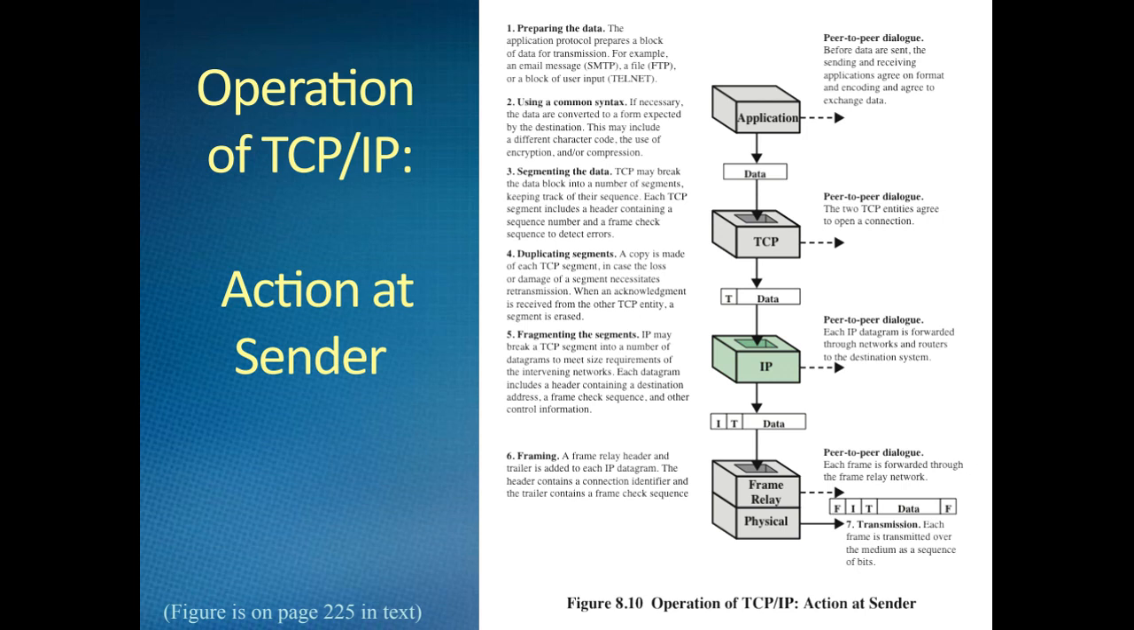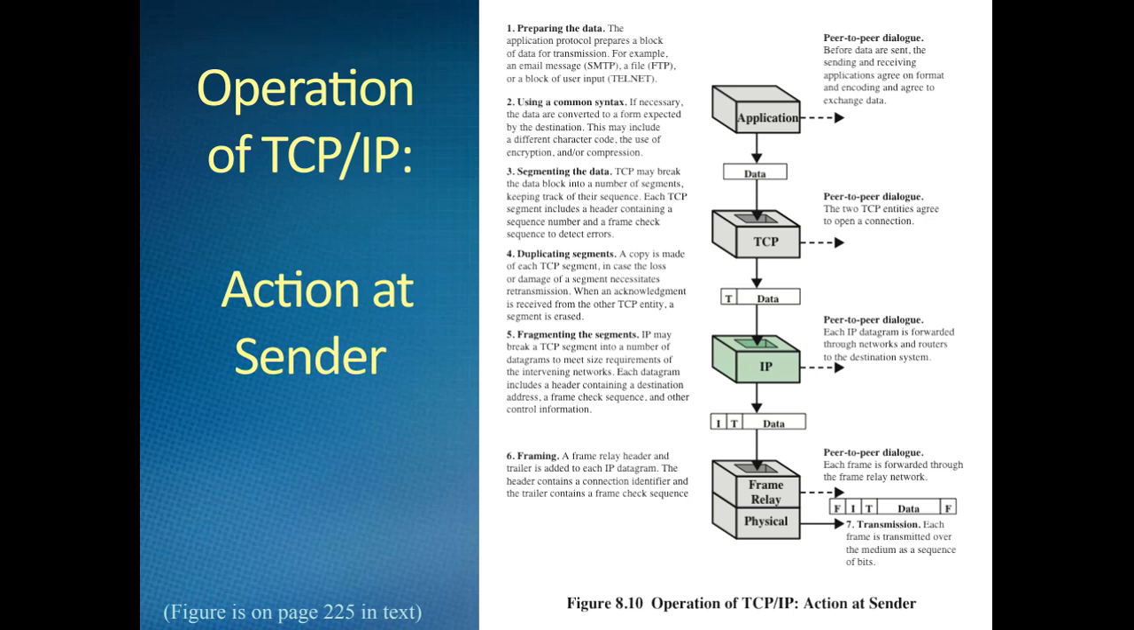Okay. So the first step, the application protocol prepares a block of data for transmission, for example, an email message. It depends on your application: FTP, Telnet, SSH. Then, using a common syntax if necessary, the data are converted to a form expected by the destination. Then we segment the data.